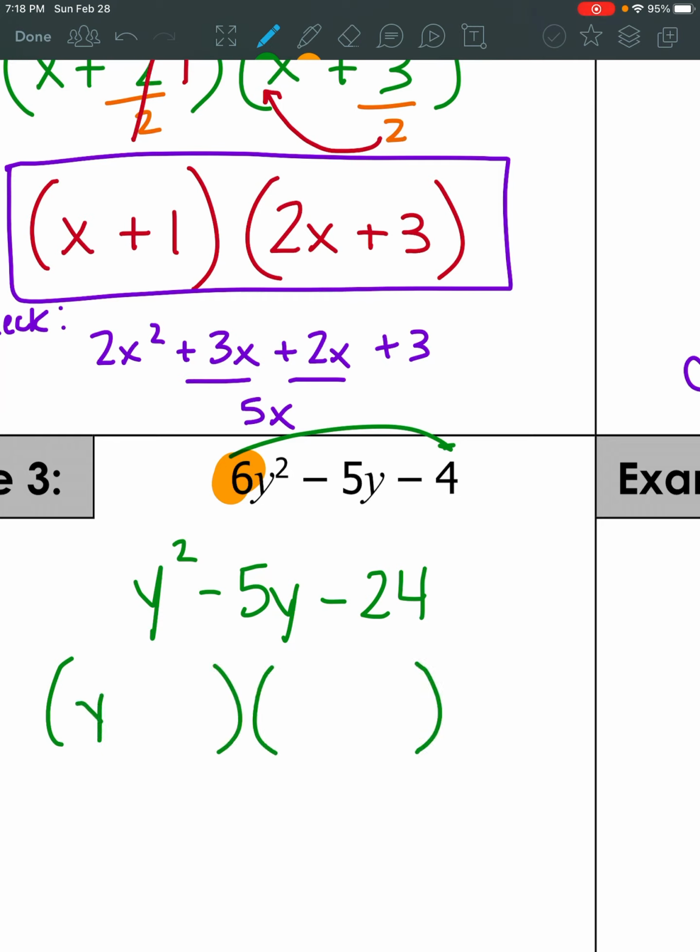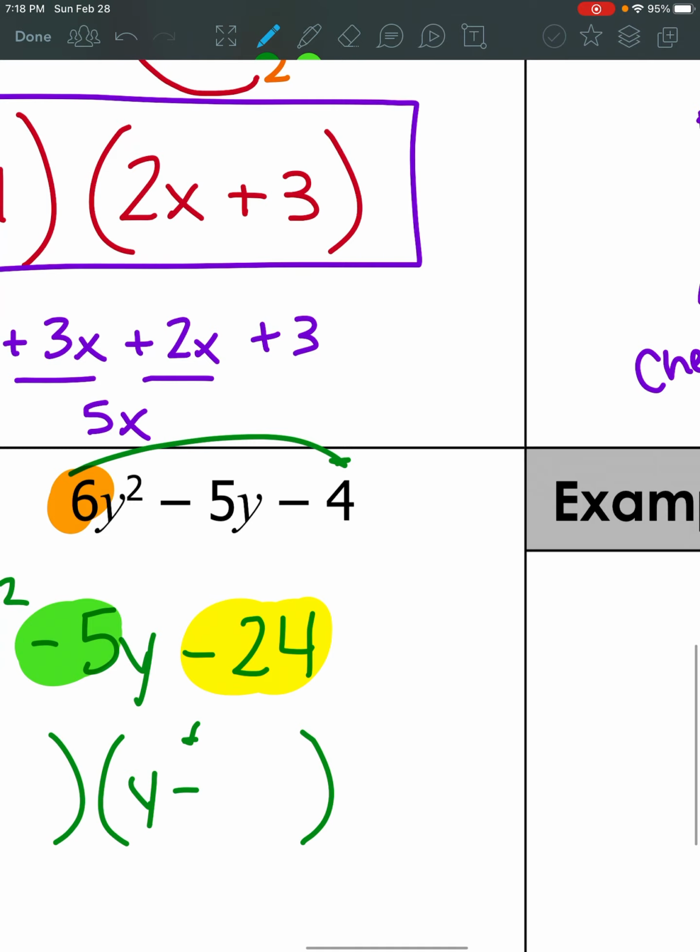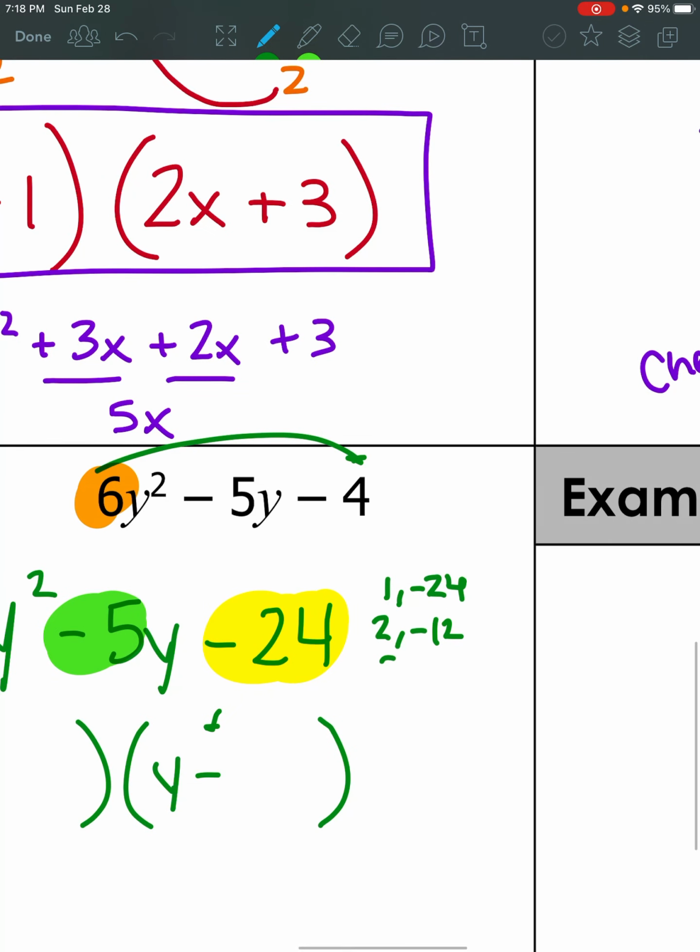Since the c value is negative, we know one has to be y plus and one has to be y minus. The middle term, so what multiplies to negative 24, and then what adds to negative 5. Since the negative is in the middle, we know the bigger factor has to be negative. So 1 and negative 24, 2 and negative 12, 3 and negative 8, and there we go. Those add to negative 5.